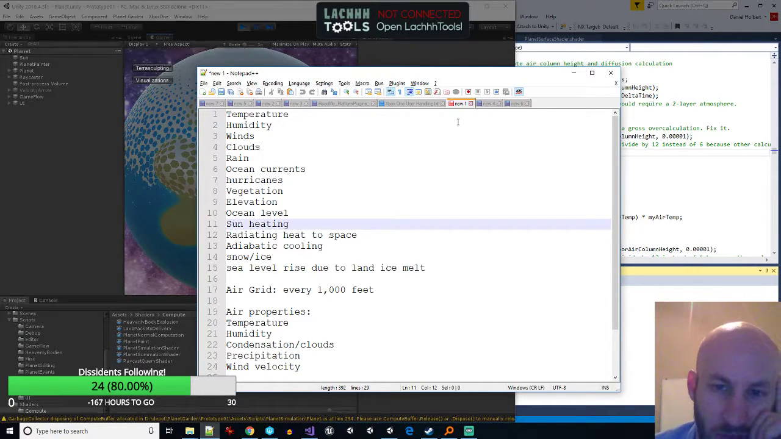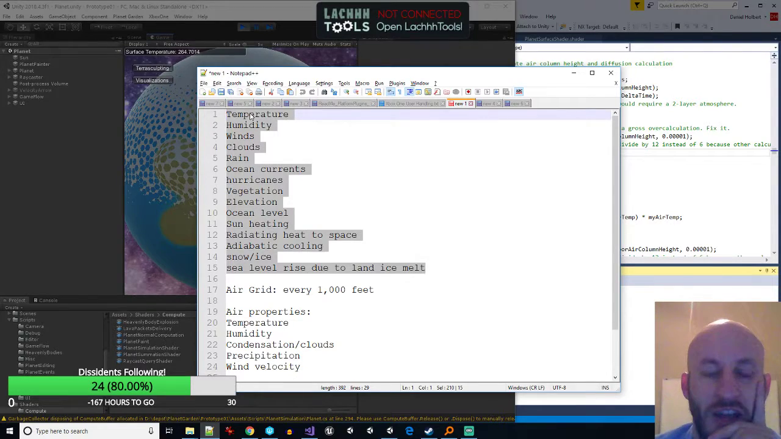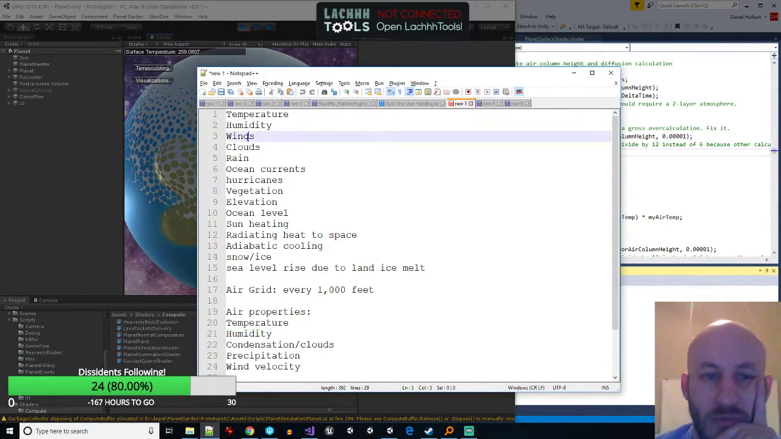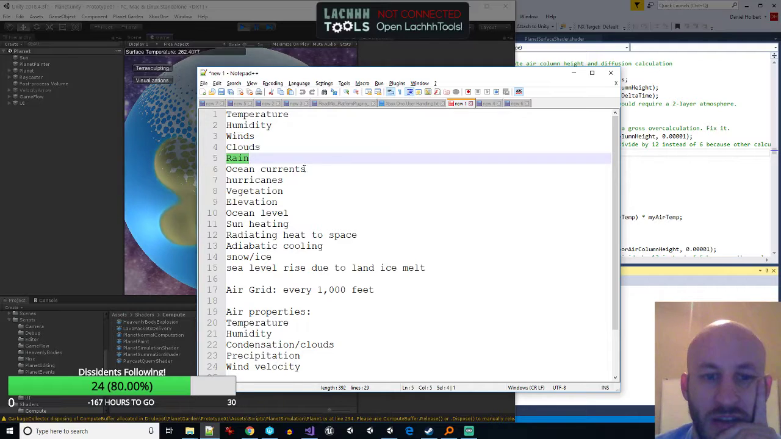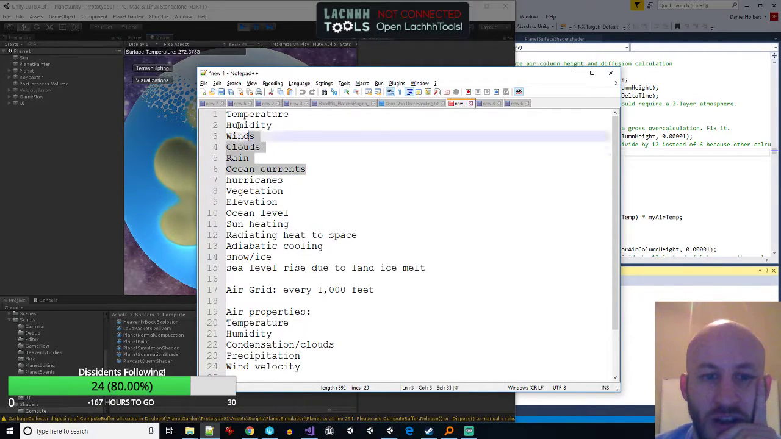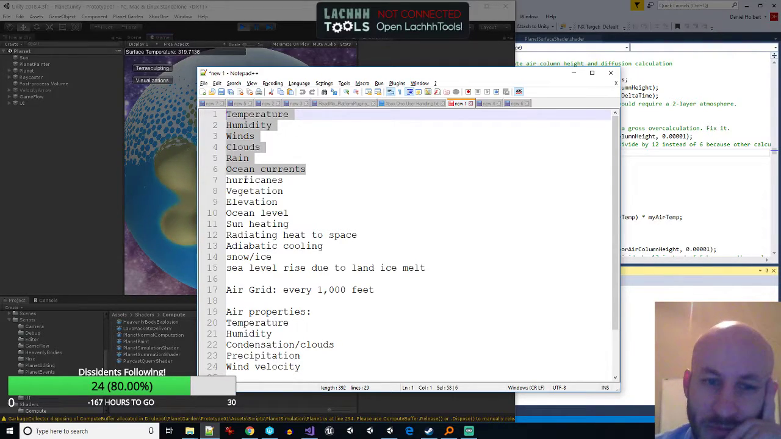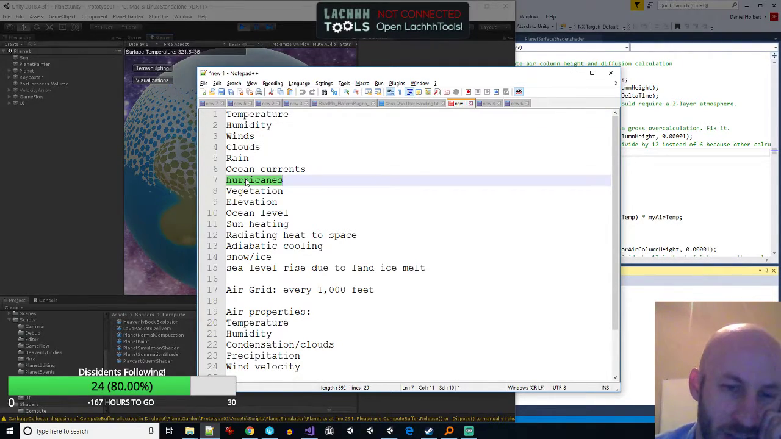And so those are the values you have, and some things I wanted to be able to represent as phenomena: temperature, humidity, winds, clouds, rain, ocean currents. All of these so far work to one degree or another. It needs some improvement. Eventually I want to be able to get hurricanes to just spontaneously form. I think that'll be super cool.